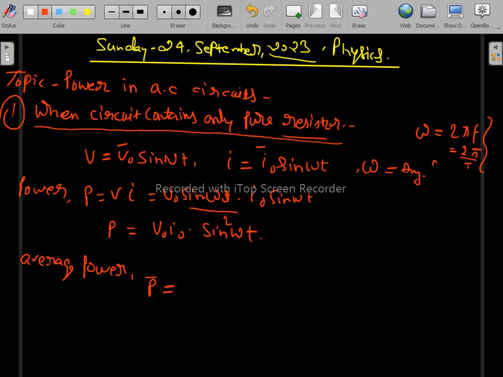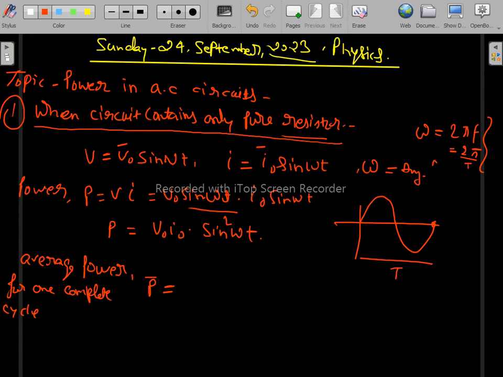Okay, so as we have told you, we will calculate the average power for one cycle, because now this one cycle is completed here. It means for time period T, we will calculate the average power, and I'm writing here for one complete cycle.